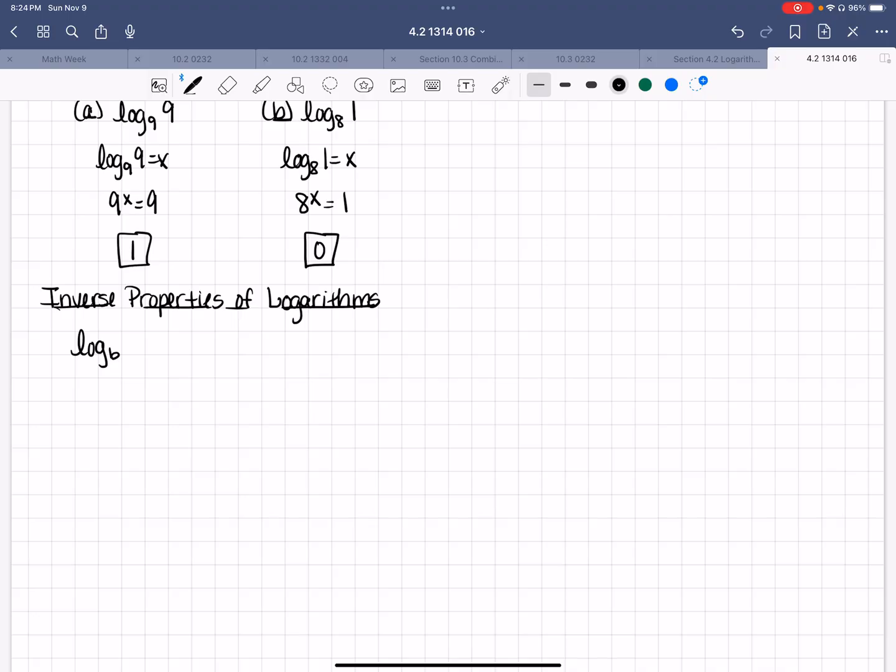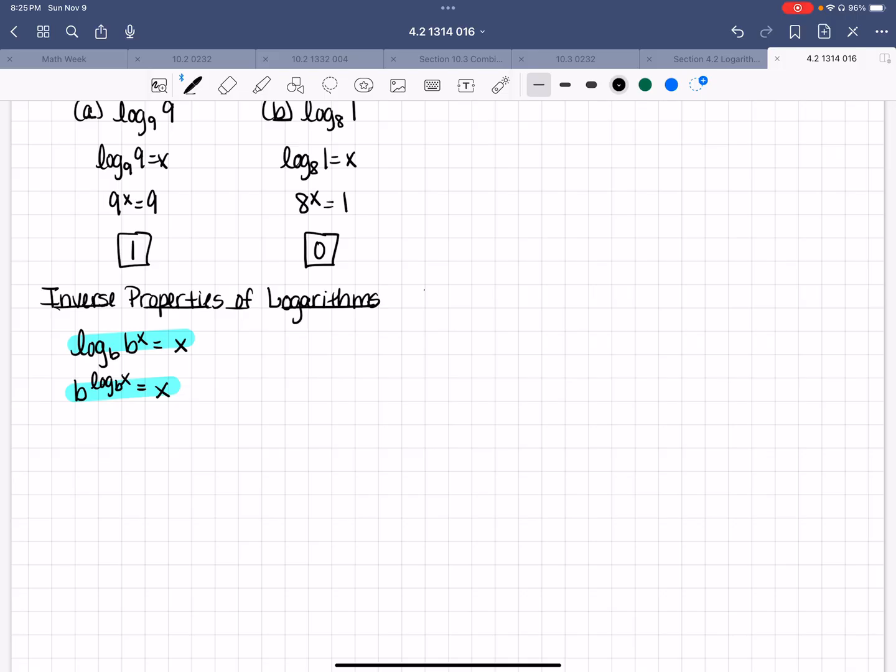Log base b of b to the x is going to equal x, and b to the log base b of x equals x. Okay, guys, these do become important later on. That second one is pretty much like when we raise a square root to a second power, or we take the square root of a square. So I've got b to log base b, that's going to make that chunk fall out. Okay, is what's happening there.